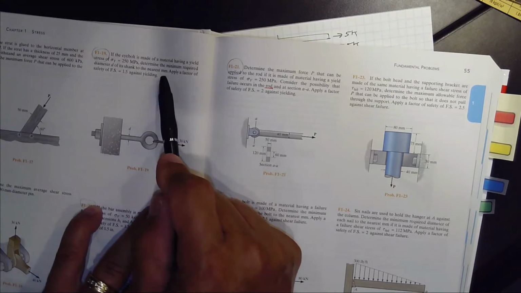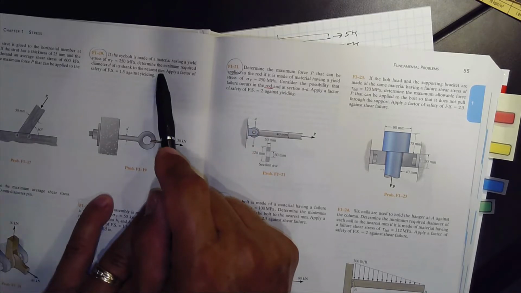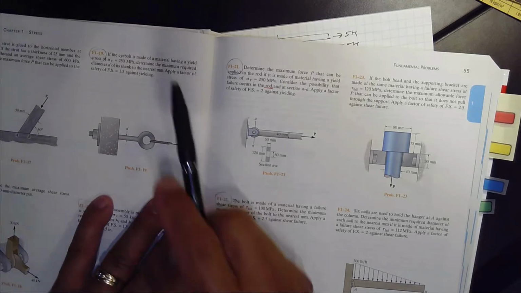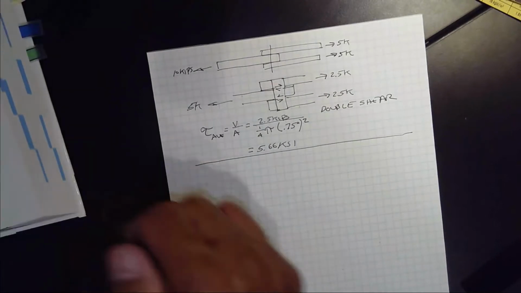When they say nearest millimeter, remember I told you we're conservative, we're going to round up. We're going to want a slightly bigger, even if it's 0.1, we're going to round up. Because to round down would increase your stress above the allowable. I'll show you what I mean.